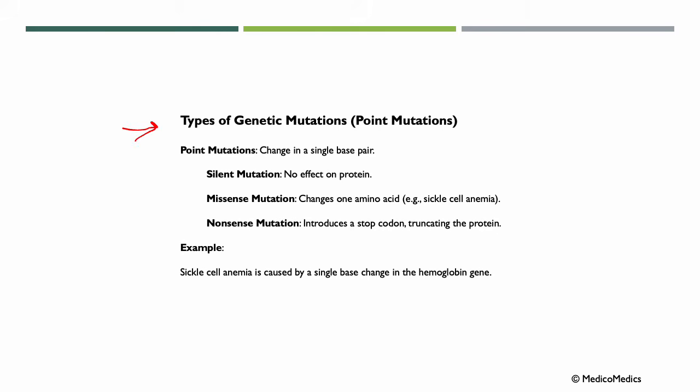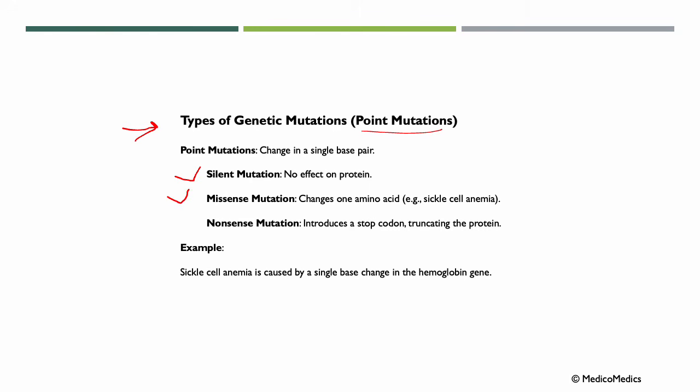Now let's talk about different types of genetic mutations, starting with point mutations. Point mutations occur when a single nucleotide in DNA is altered, potentially affecting protein function. These mutations can be classified into three main types. We have silent mutation. So it's a change in a nucleotide that does not alter the amino acid sequence due to the redundancy of the genetic code. These mutations usually have no effect on protein function.